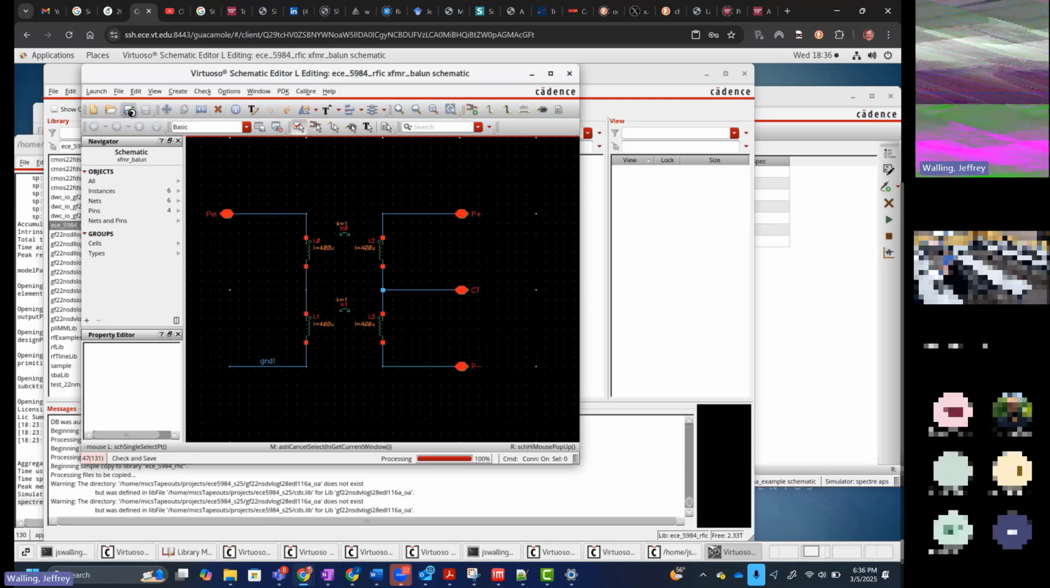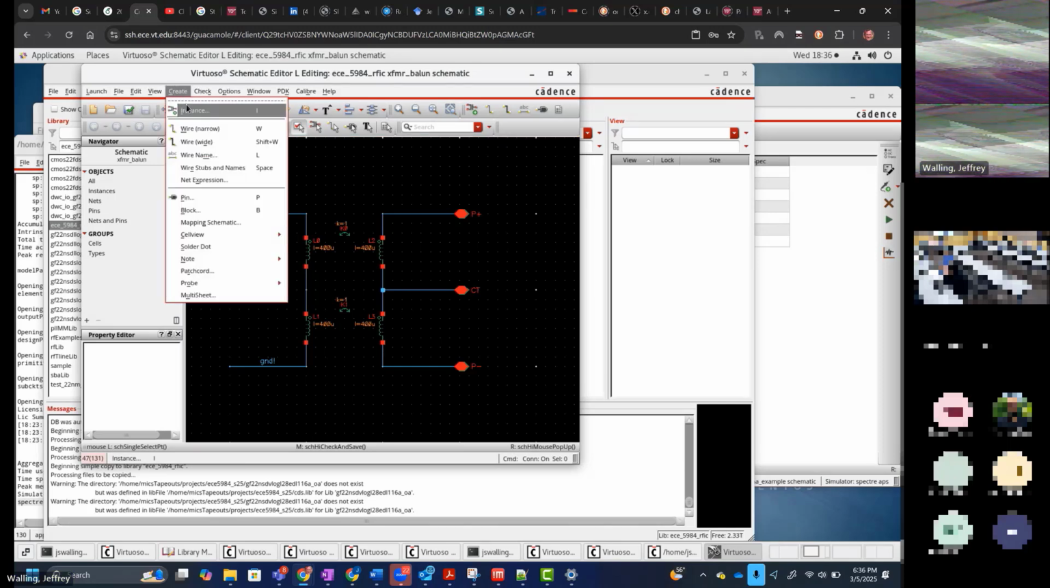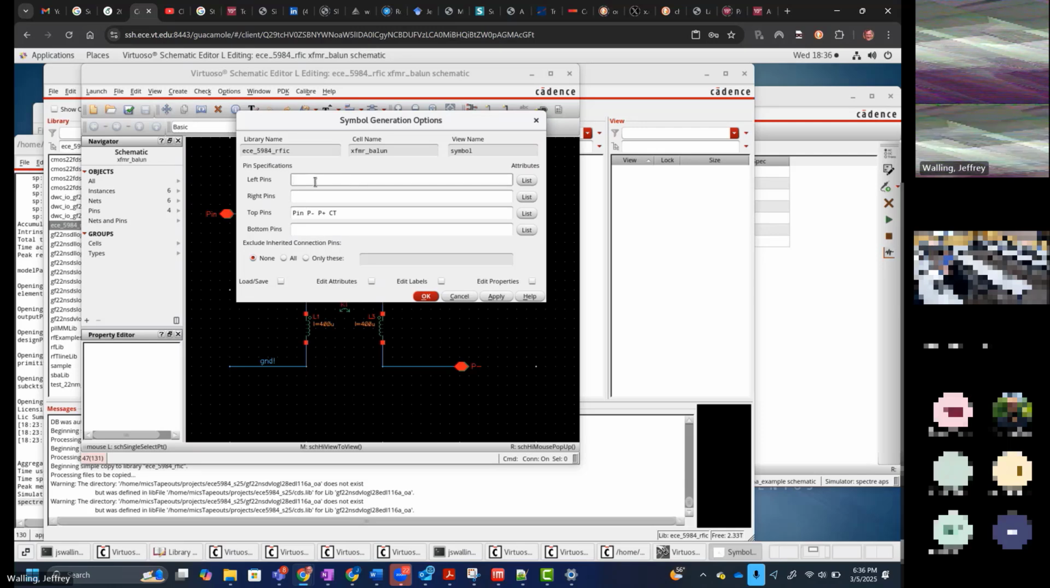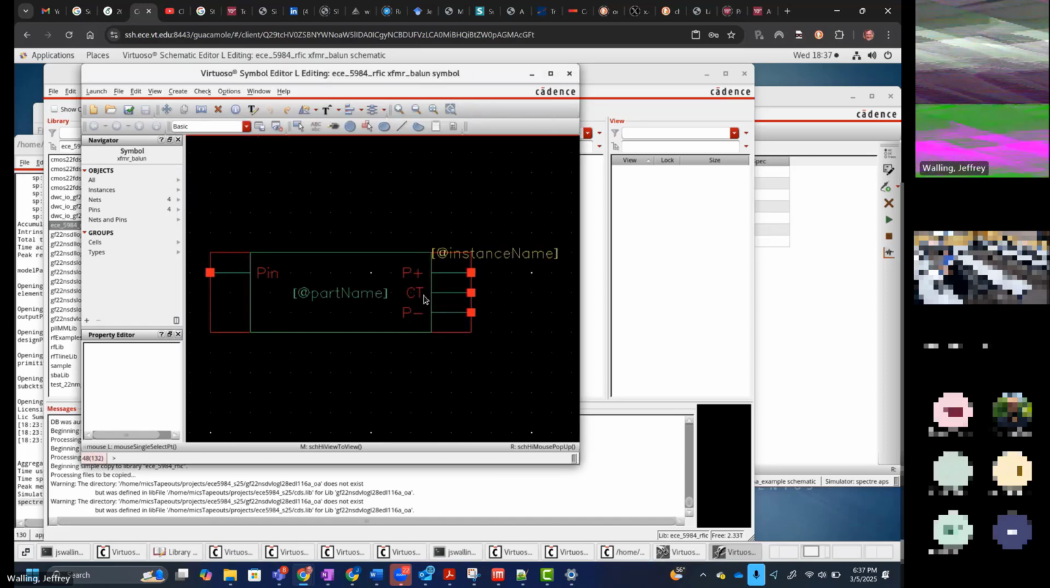All right, now if you want to be able to use this over and over again, you can go to Create, Cell View, From Cell View, and then if you want, you can make it look pretty. You can add some decoration to it, or you can just leave it as is. It'll work the same no matter what.